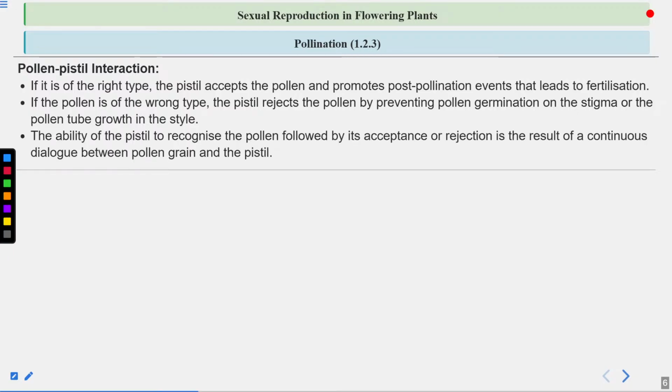The ability of the pistil to recognize the pollen, followed by its acceptance or rejection, is the result of continuous dialogue between the pollen grain and pistil. See, the term is also written here, dialogue between the pollen grain and the pistil. What does this mean? Are they talking? No. They are not actually talking, but yes, they are communicating with each other in the form of release of chemicals, right?